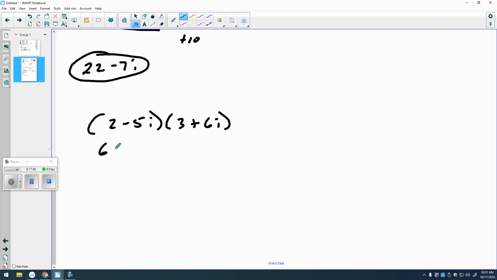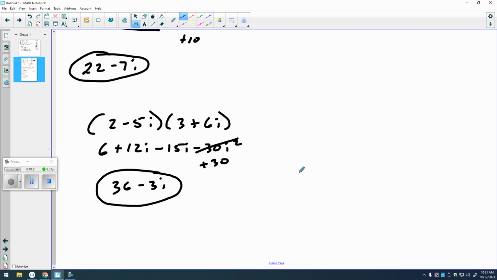Okay, first step. 2 times 3 is 6. 6 times 2 is 12. Negative 5 times 3 is negative 15. Negative 5 times a positive 6 is a negative 30i squared. i squared is negative 1, so this becomes a positive 30. Combine my like terms, I get 36. 12 minus 15 is a negative 3i. And I have my real and imaginary part. All right, there is multiplying complex numbers.